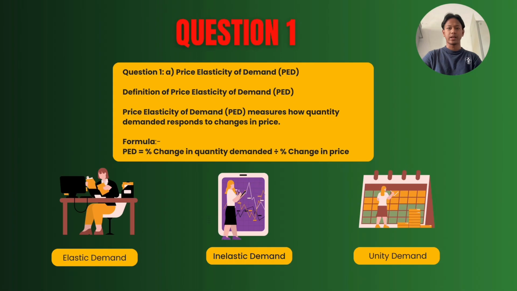Today I will answer question 1, which is what is the definition or meaning of price elasticity of demand, or PED for short. The PED means how the change in price affects the change in demand. As we know, the change in price is not always the same as the change in demand. And from what we know, there are 3 types of elasticity of demand. First is elastic demand, second is inelastic demand, and third is unity demand.